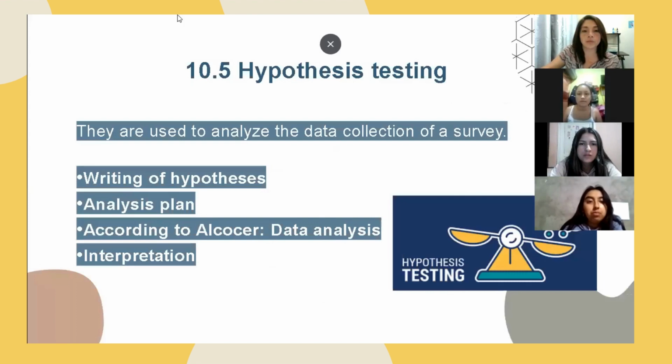Hypothesis testing. This is a statistical process used for testing hypotheses, whether or not they are accepted. They are used to analyze the data collected from a survey. There are 4 steps: writing of hypothesis, analysis plan, data analysis, and the interpretation. By means of empirical tests, the researcher can conclude the validity of the hypothesis.